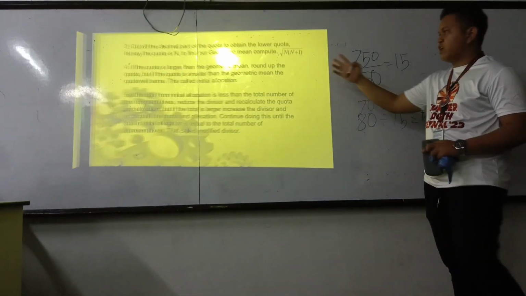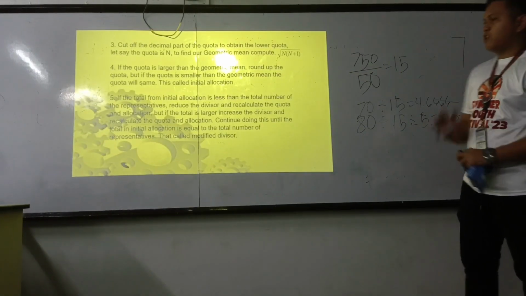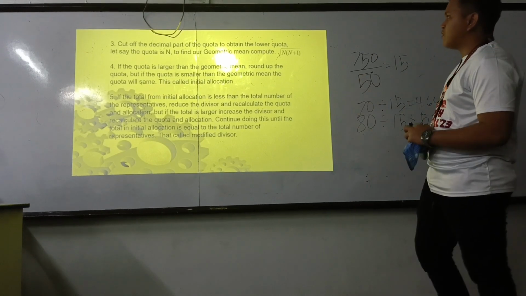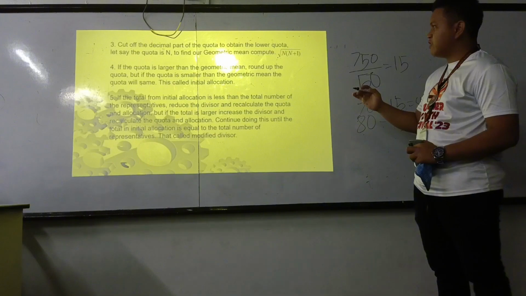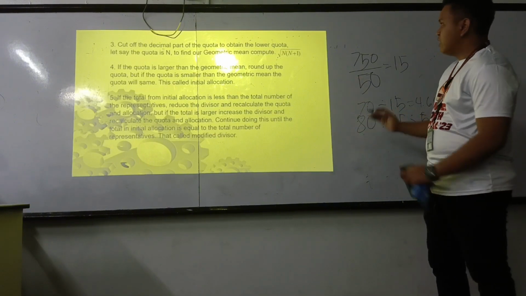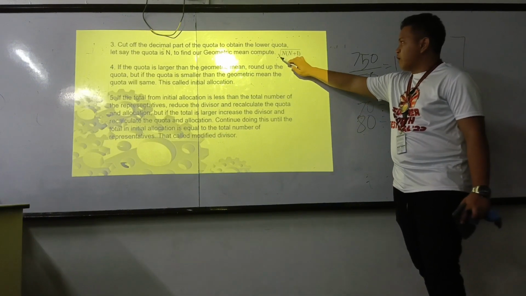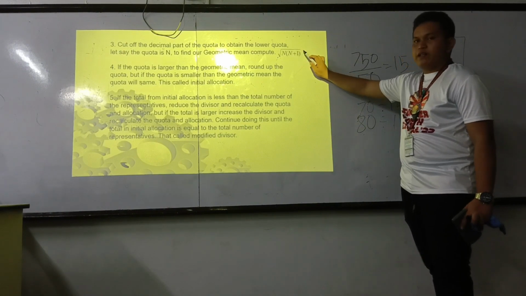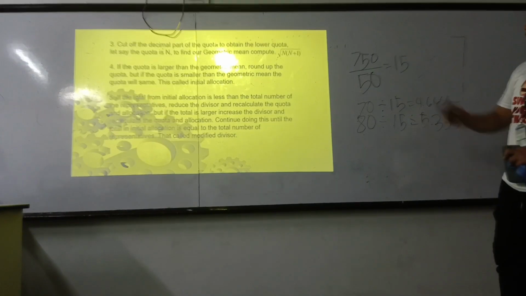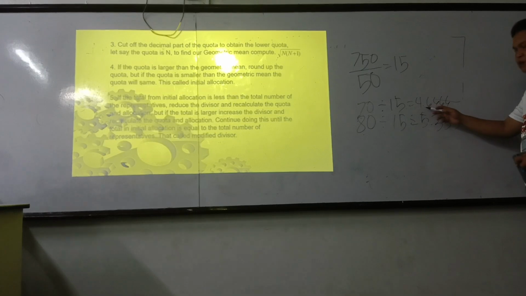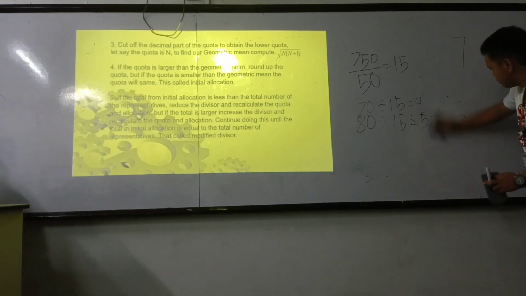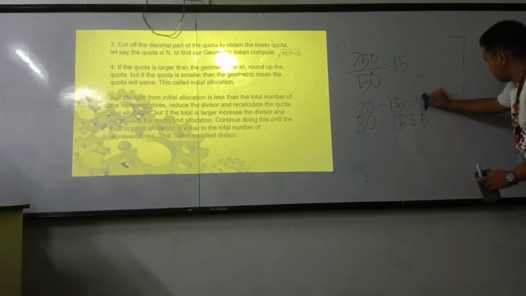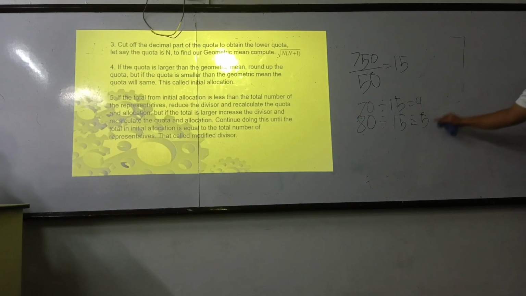Let's proceed to the next step. Step 3. Cut off the decimal part of the quota to obtain the lower quota. Let's say the lower quota is n. To find our geometric mean, compute the square root of n times n plus 1. So, to find the lower quota, let's cut off the decimal part of this. So, this is our lower quota.